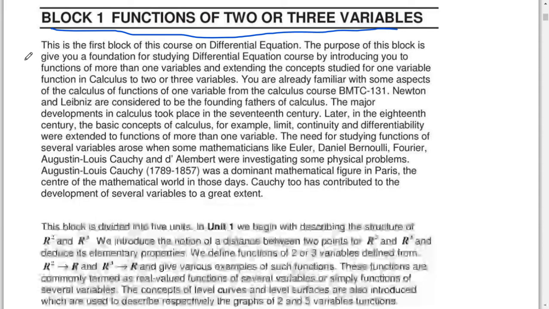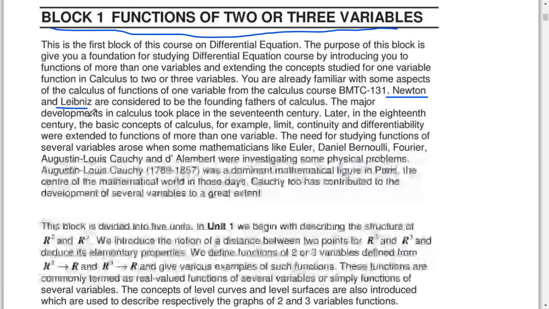3 variables. You are already familiar with some aspects of the calculus of functions of one variable from the calculus course BMTC 131. Newton and Leibniz are considered to be the founding fathers of calculus. The major development in calculus took place in the 17th century. Later, in the 18th century, the basic concepts of calculus, for example limit, continuity, and differentiability, were extended to functions of more than one variable.